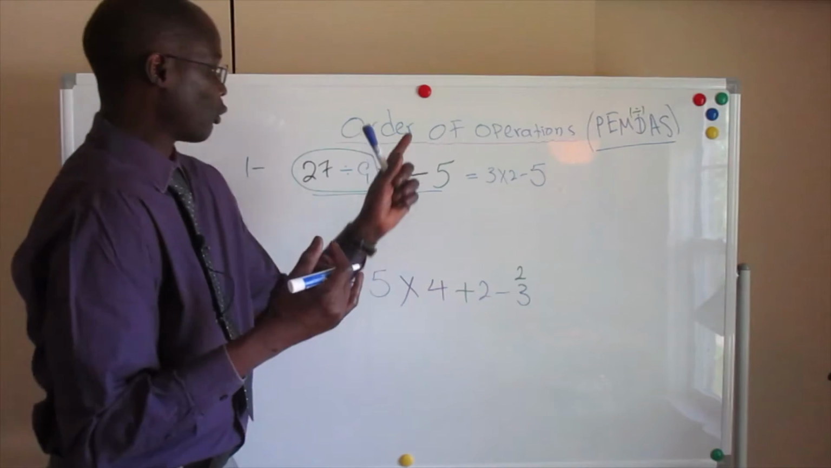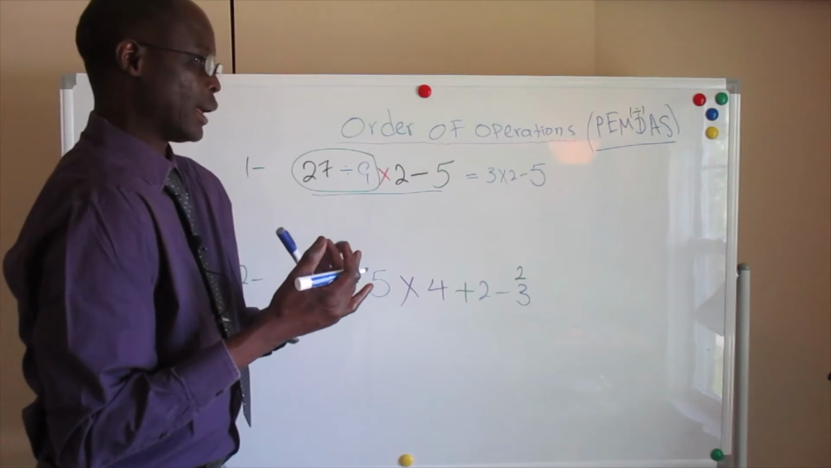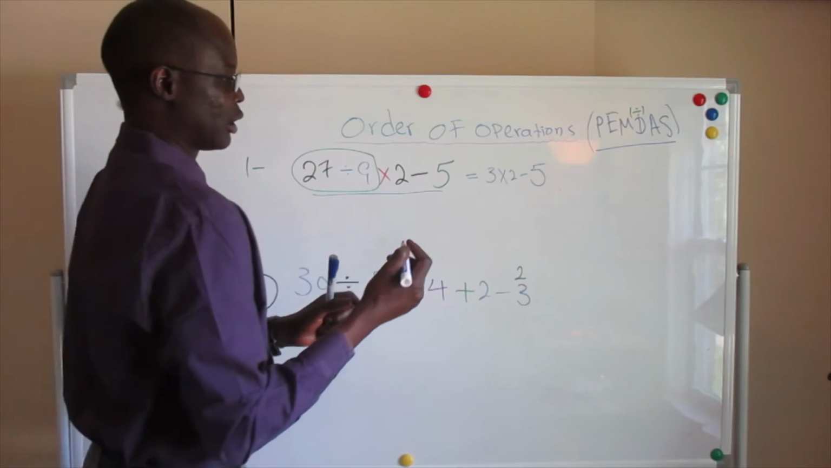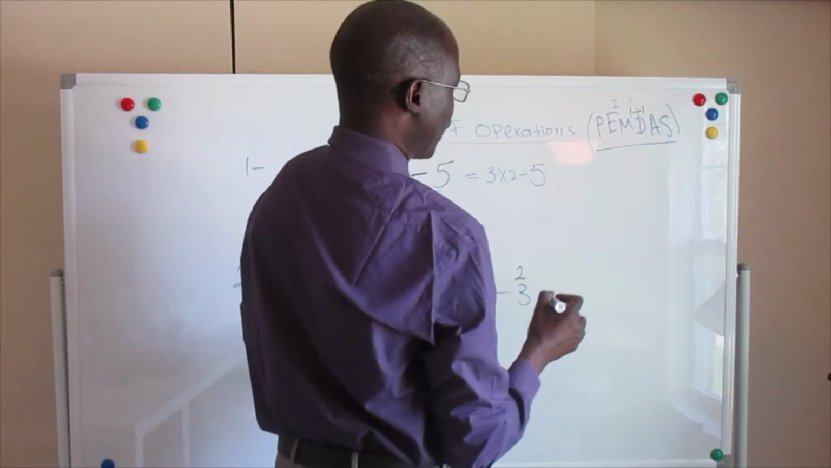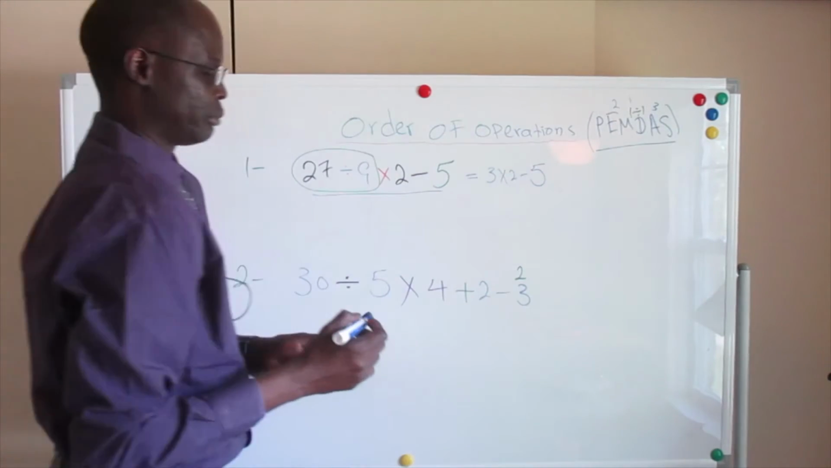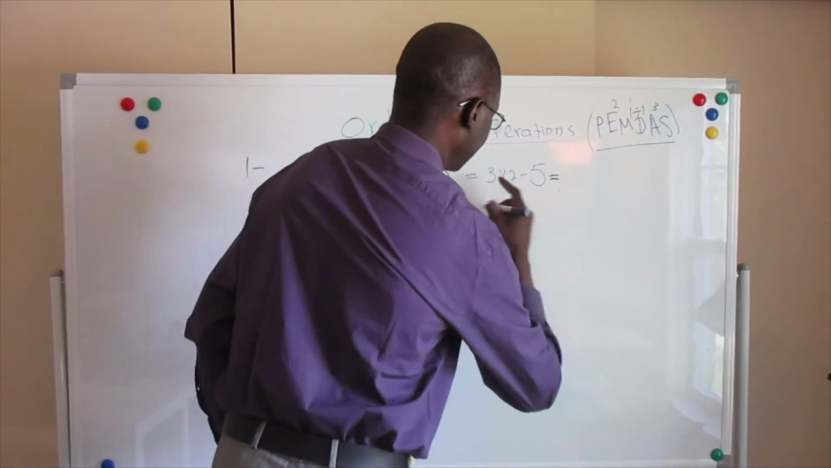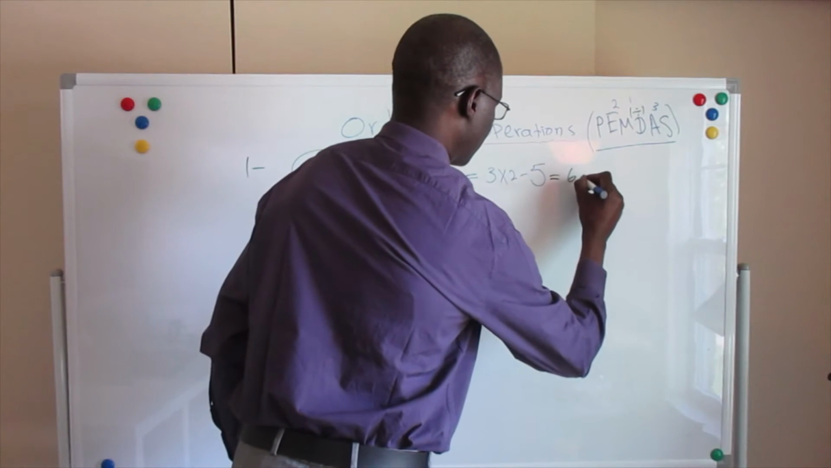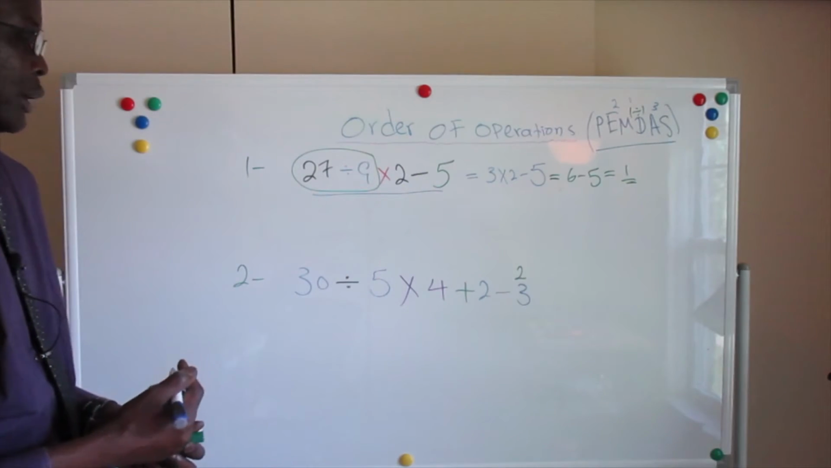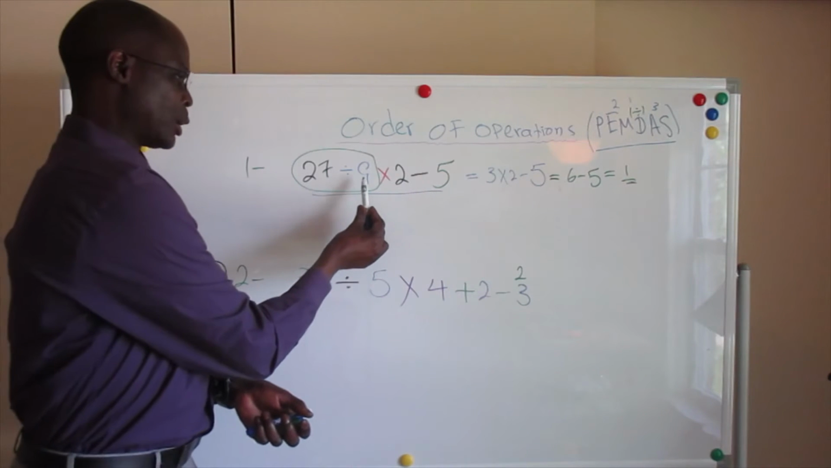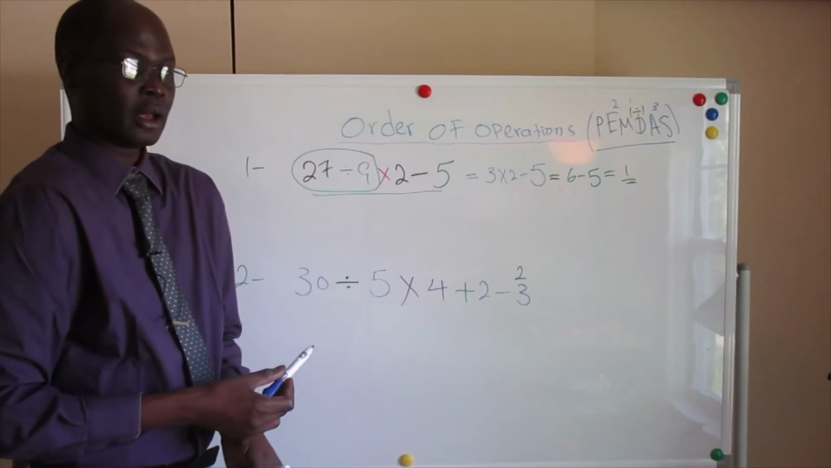In this case, the order of the operations we did was division, multiplication, and subtraction. So this one is first, this one is second, and subtraction is third. Let's do it and see the result. 3 times 2 is 6, minus 5 equals 1. And that's the answer for this example. If you say 9 times 2 and 27 divided by 18, it will be completely wrong.